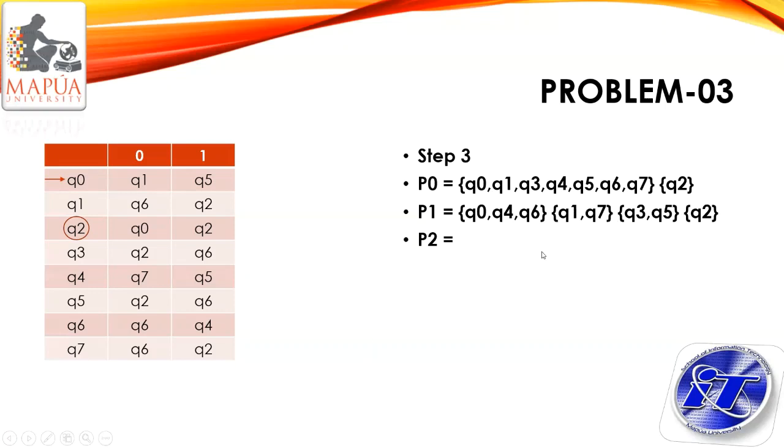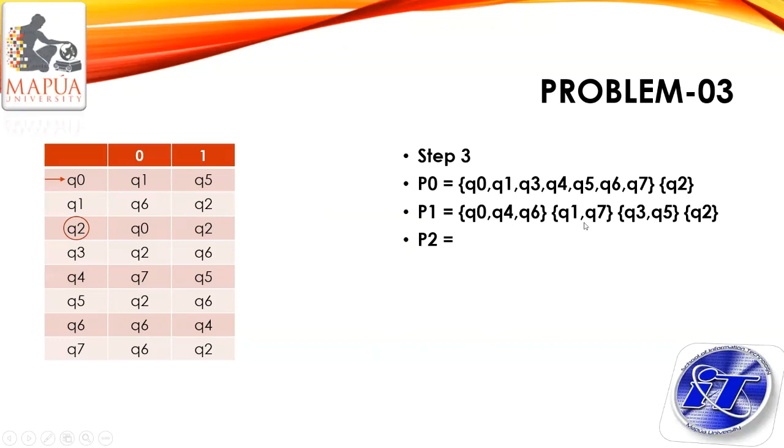After the grouping, with the new groups, let's proceed with equivalence 2. Can we separate the groups further? Let's start with Q0, Q4, and Q6. Q0 on 0 goes to Q1, this group, and on 1 goes to Q5, the third group. Q4 goes to the second group, and on 1 to the third group. So Q0 and Q4 are the same based on their behavior.